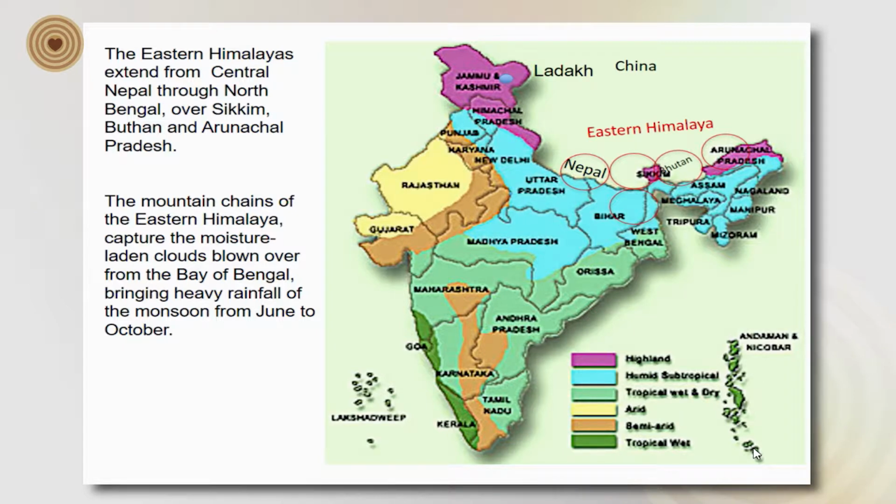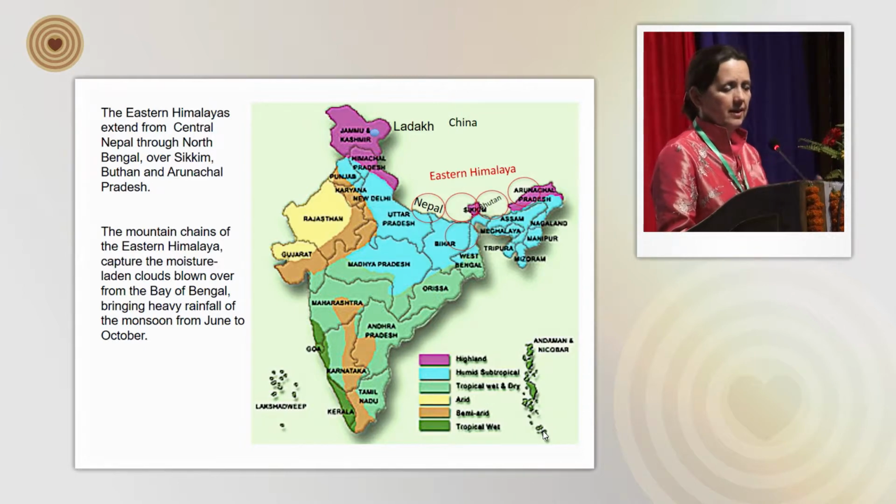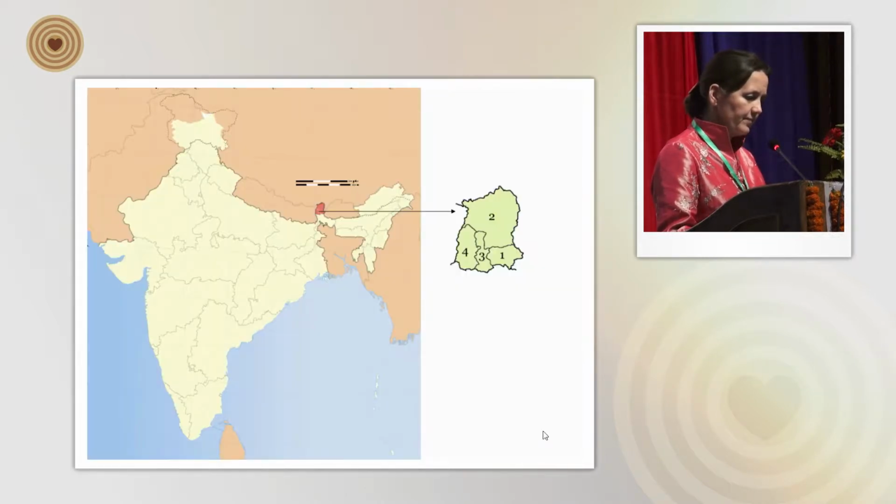This is the Eastern Himalaya. And so then it has heavy rainfall from June to October, and this is from the Bay of Bengal, where heavy laden clouds are blown over and held by the mountains. So there's the heavy monsoon rain, and this has of course a large impact on the forest vegetation.